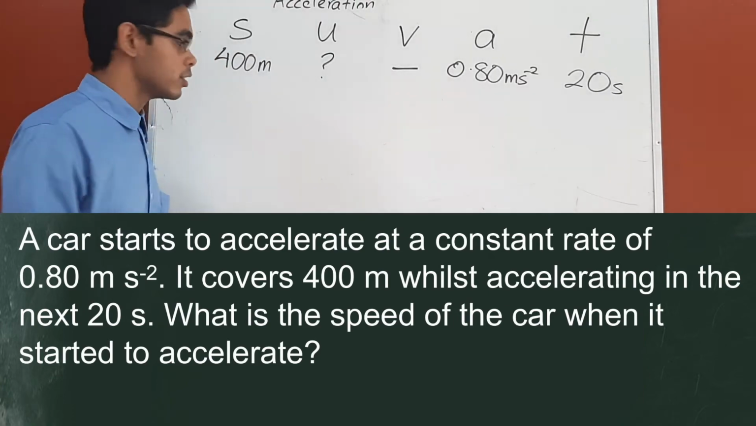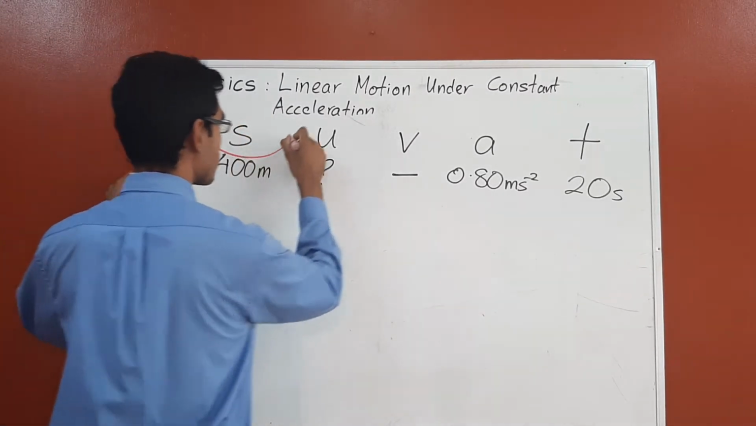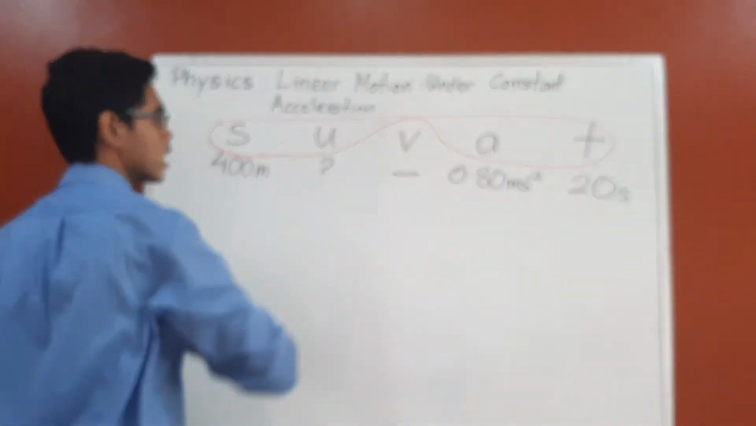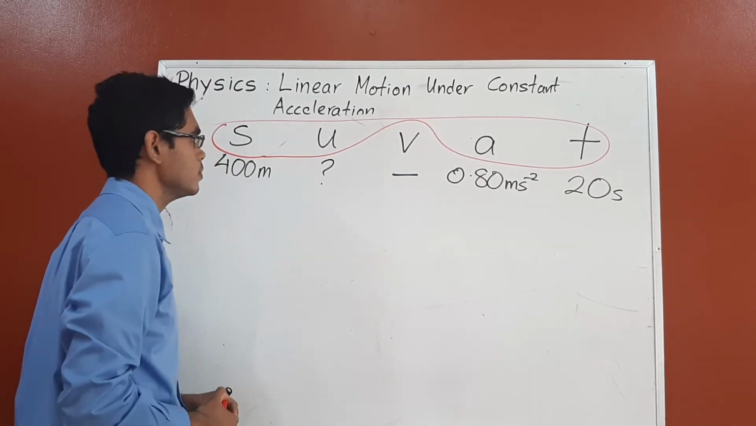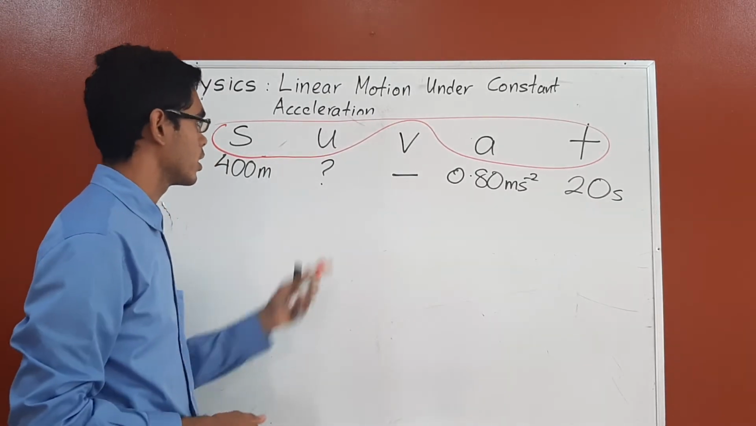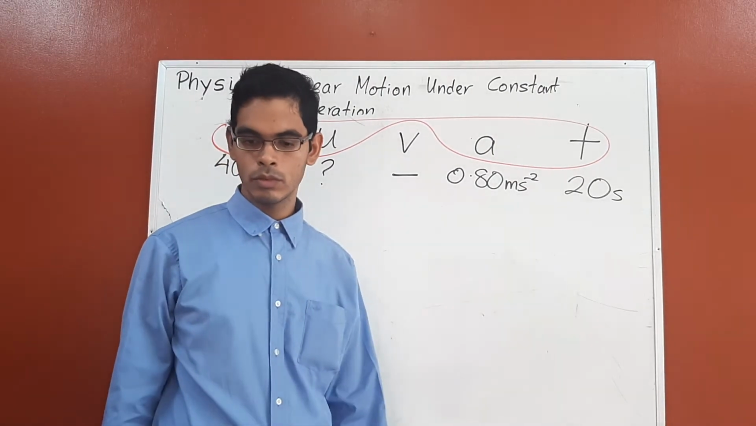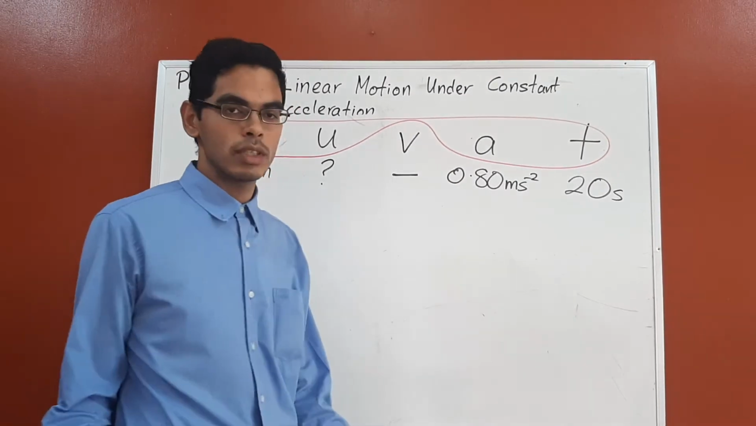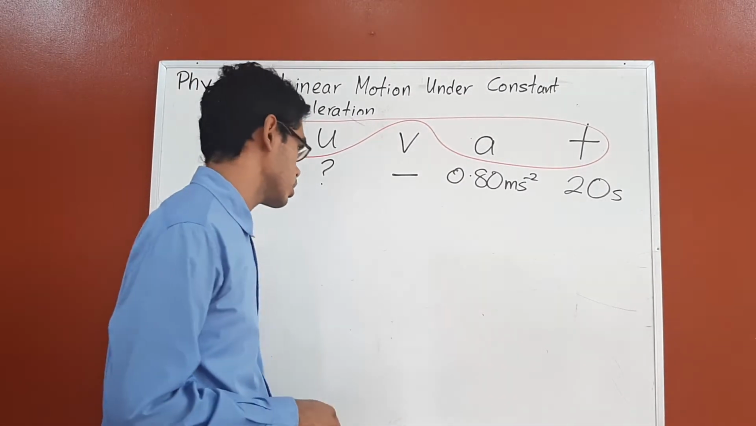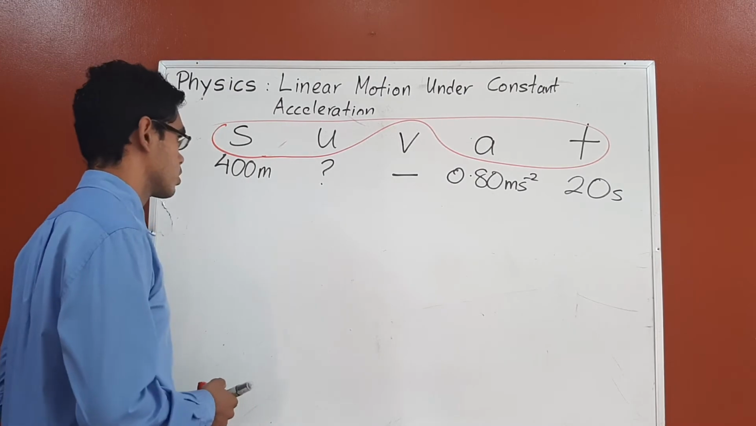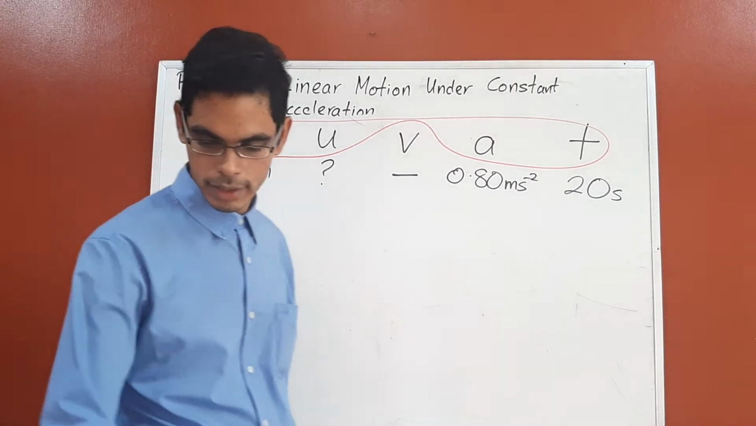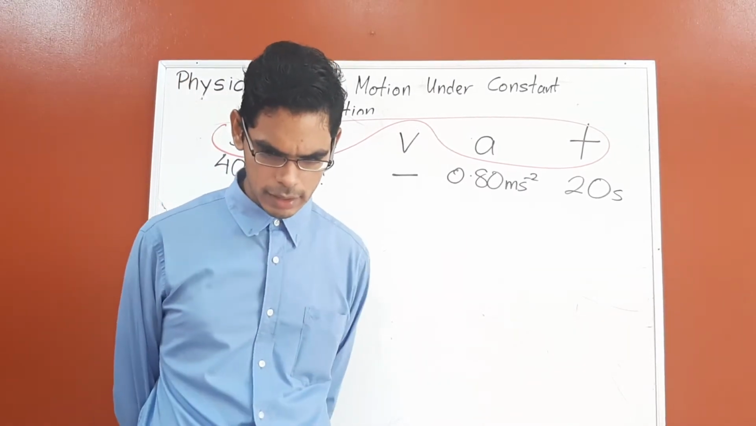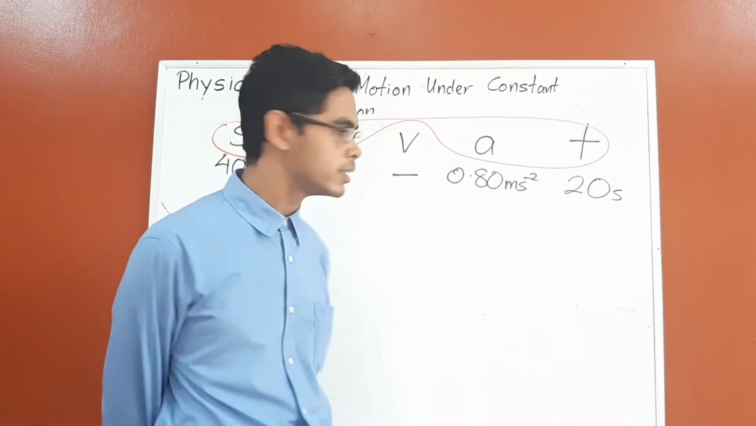Find an equation that involves these things, and then solve for U. Out of the 5 that you have, one solution may not be the only one. Which one is a good candidate? Is it the first one? V is equal to U plus AT.